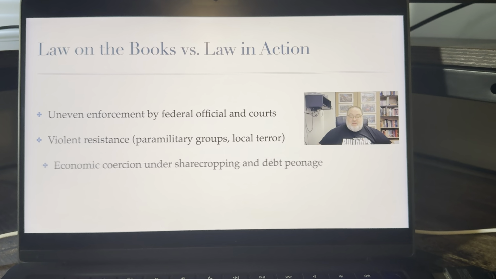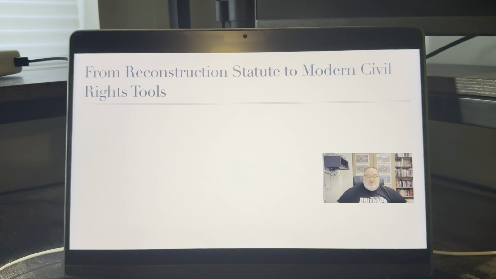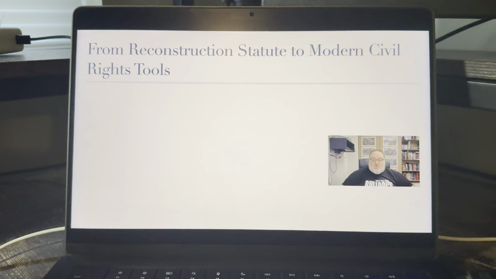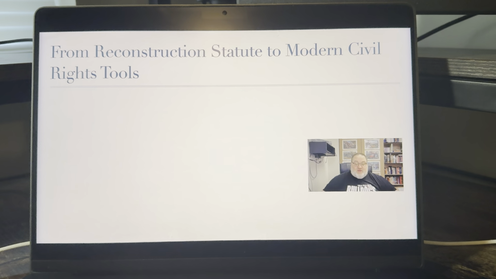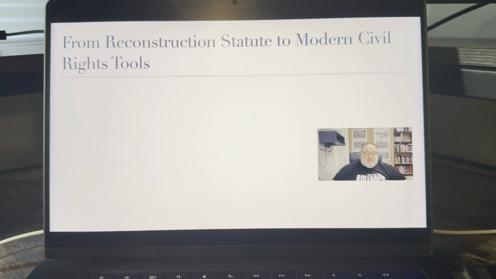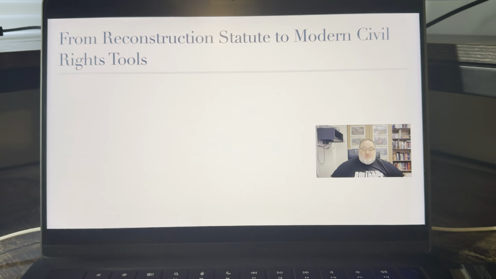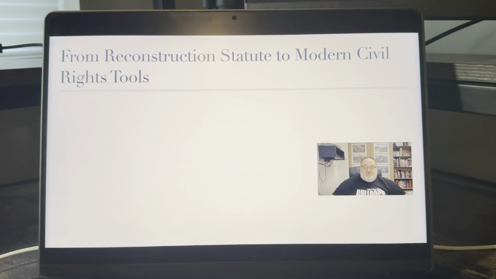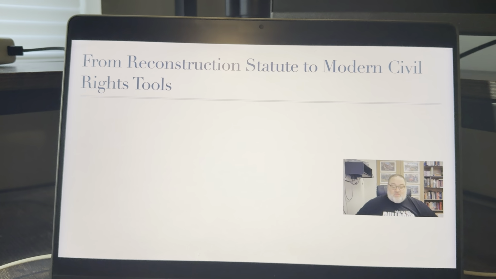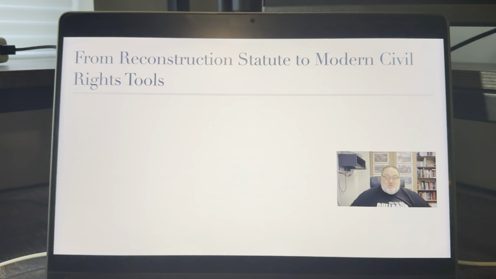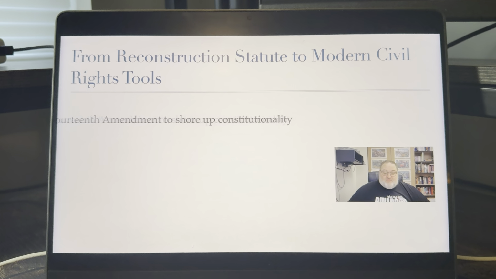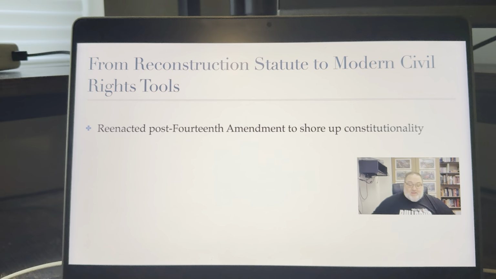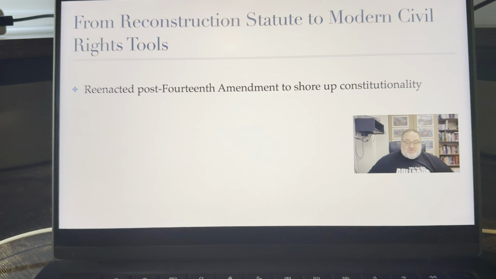So even if the law says you can contract freely and go to court, you may risk your life if you actually try to do so. Economically, systems like sharecropping and debt peonage emerged, trapping many Black families in dependent, exploitative relationships that keep them from accumulating property or leaving the abusive arrangements. All this means that the formal equality promised by the Act does not translate neatly into substantive equality on the ground.